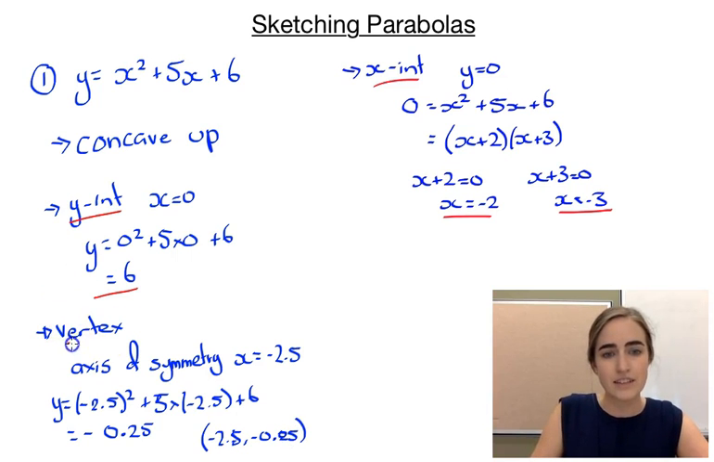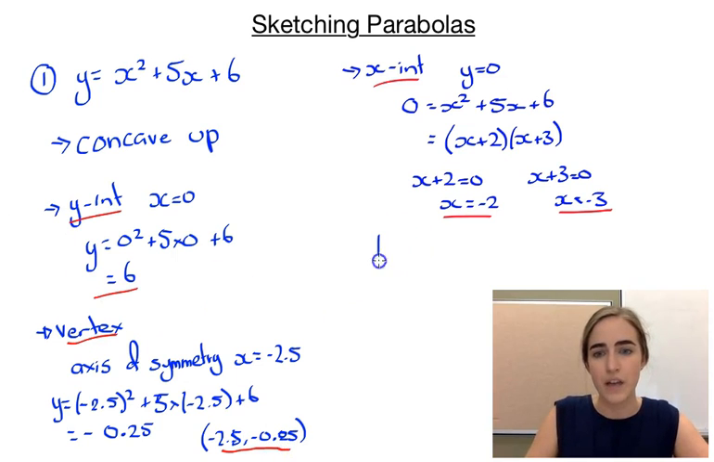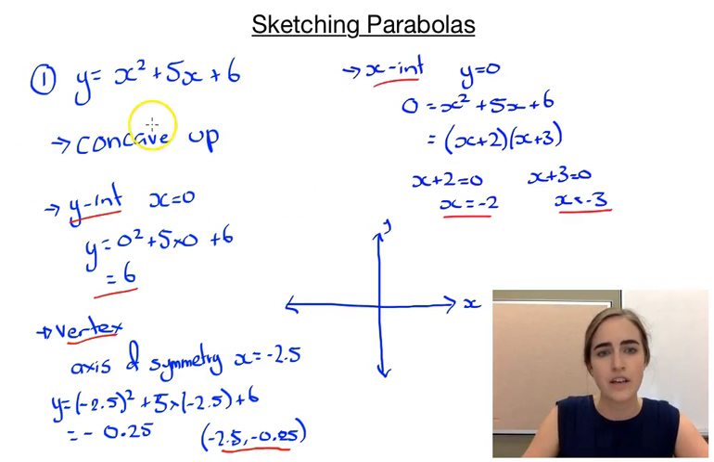So that's our vertex there. So now we can sketch it showing all of those features. So if we have our straight lines, our axes, that's our x-axis and our y-axis. So on there we know it's concave up, it's going to have a y-intercept of 6, so we'll put that here.